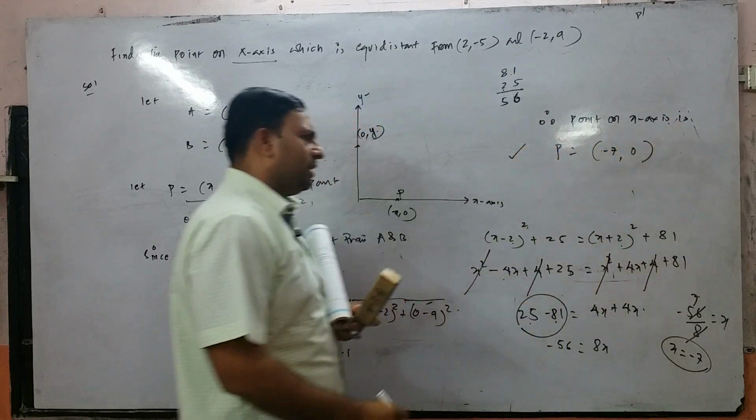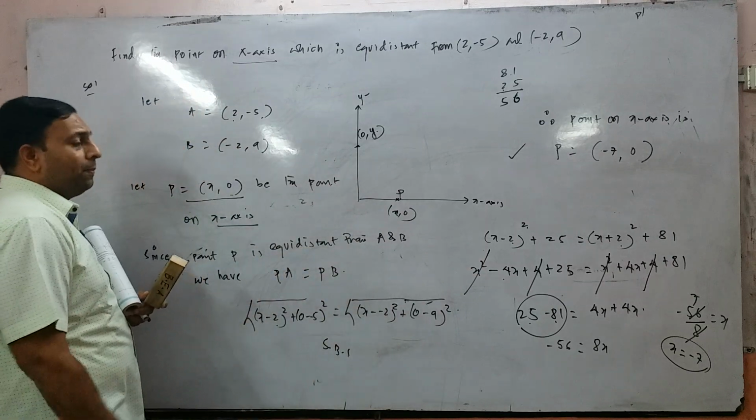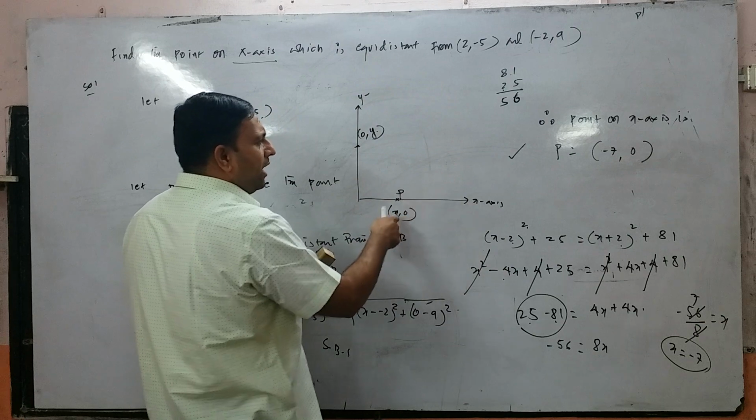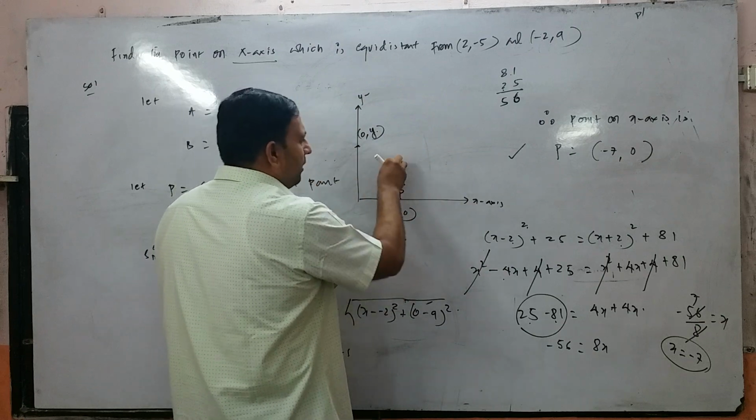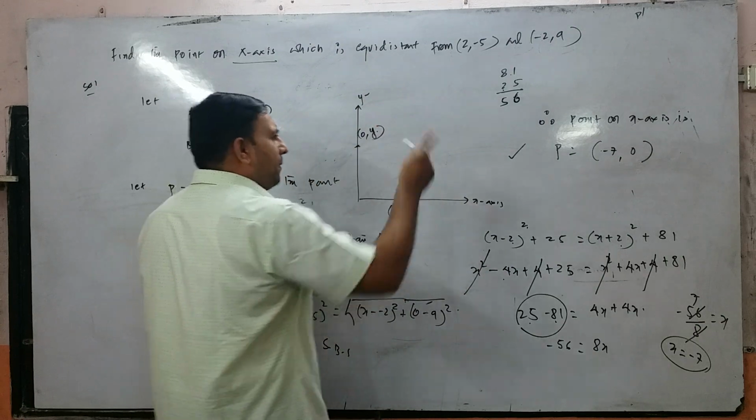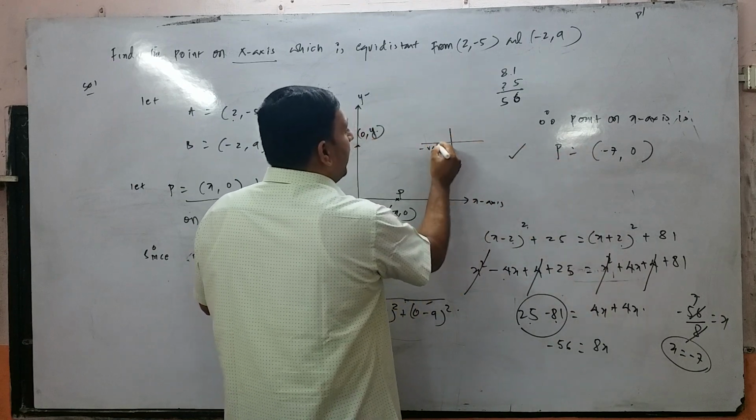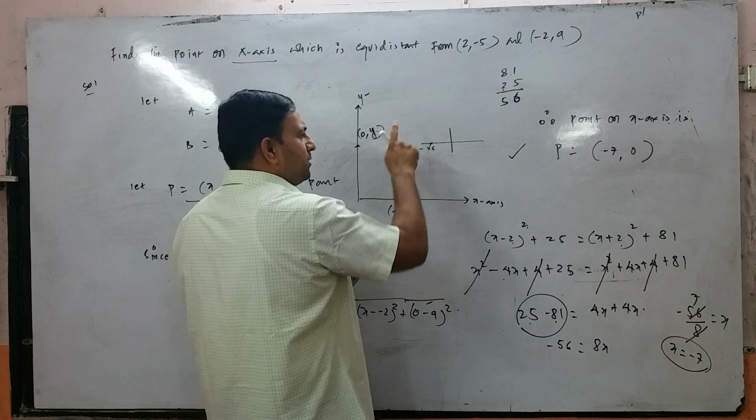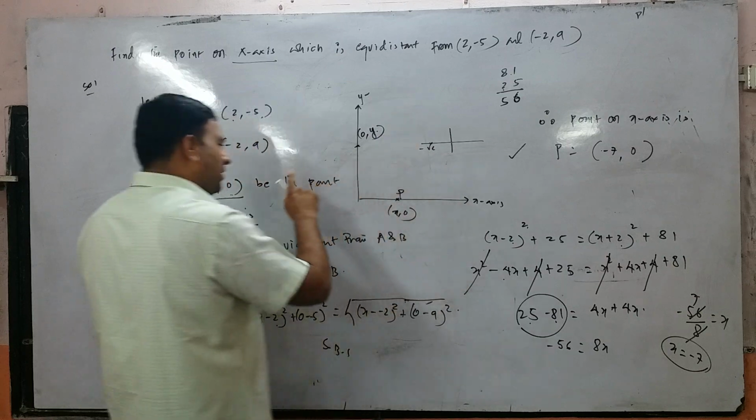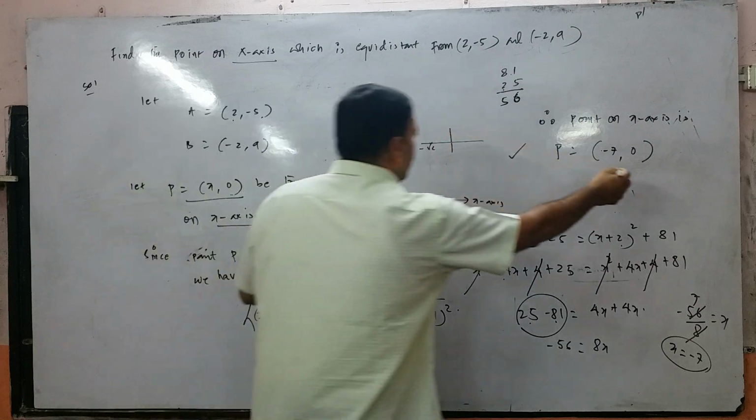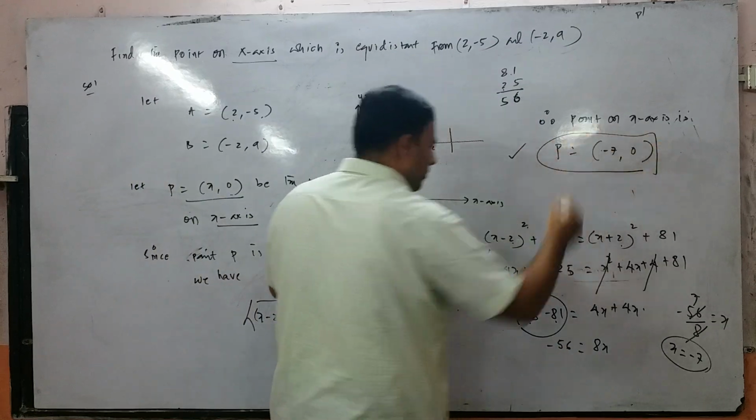This is your answer. Now before I close this problem, where does this minus 7 comma 0 lie? The figure I have taken is only to help you understand. But practically minus 7 comma 0 lies on the negative side of the x-axis. So as per the actual figure, this x comma 0 will be here because the value of x is negative. Right? So the point on the x-axis is minus 7 comma 0.